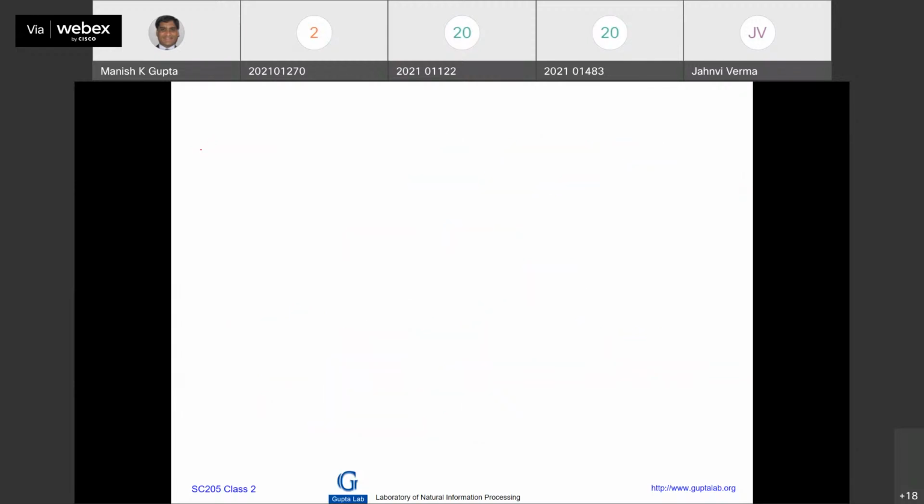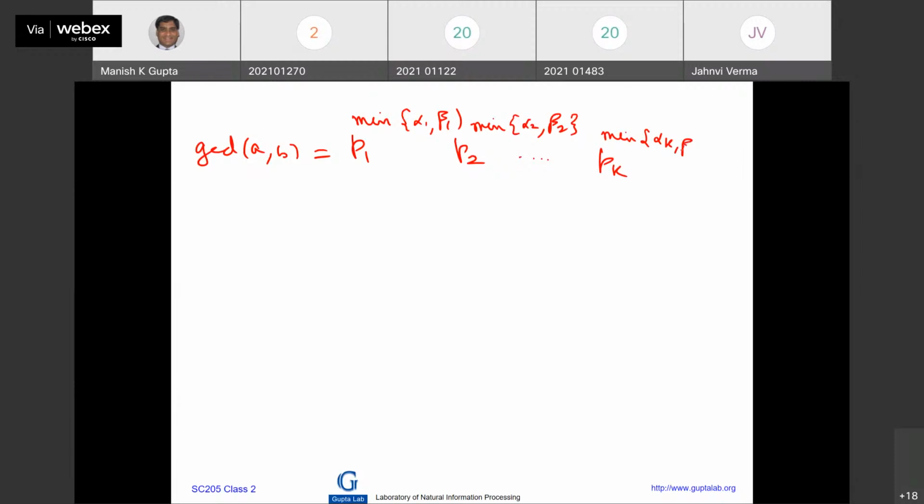Once we are able to do that, then GCD of A comma B is P1 raised to power minimum of alpha 1 comma beta 1, P2 raised to power minimum of alpha 2 comma beta 2, and so on, Pk raised to power minimum of alpha k comma beta k. What about LCM of A comma B? Maximum will be there. Very good. So I think I leave it.